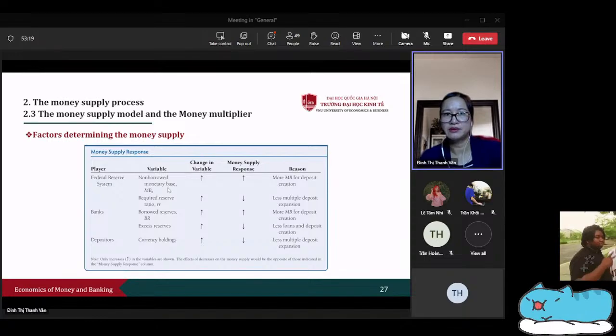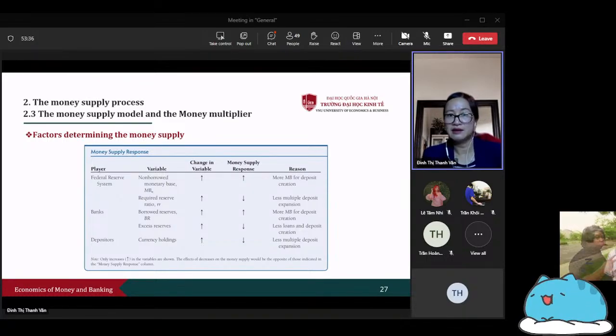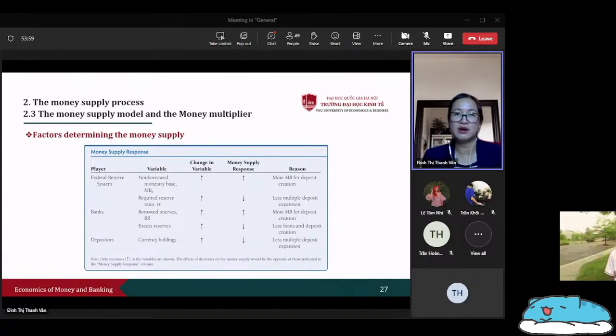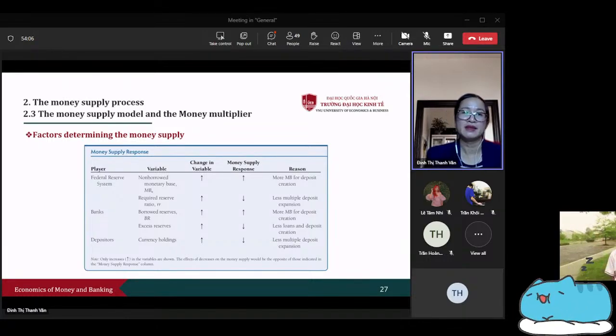If the non-borrowed monetary base, MB, increases in value, then the money supply will increase, because the more money base, the more deposit creation in the economy. For the required reserve ratio, if the central bank increases the required reserve ratio, then the money supply decreases, because banks have to keep reserves. They cannot make more loans or buy more securities. So that's why they cannot increase the money supply, right?